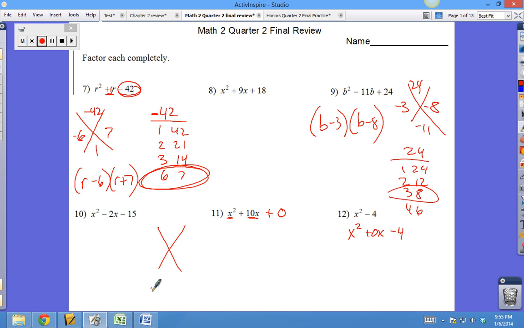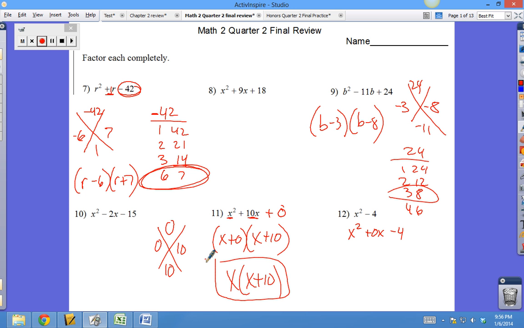11, what's going to multiply and give me 0, add and give me 10? And the answer to that is, the only way I can times and get 0 is 0. So 0 and 10. So my answer is going to be x plus 0, x plus 10, or that's the exact same thing as x times x plus 10.